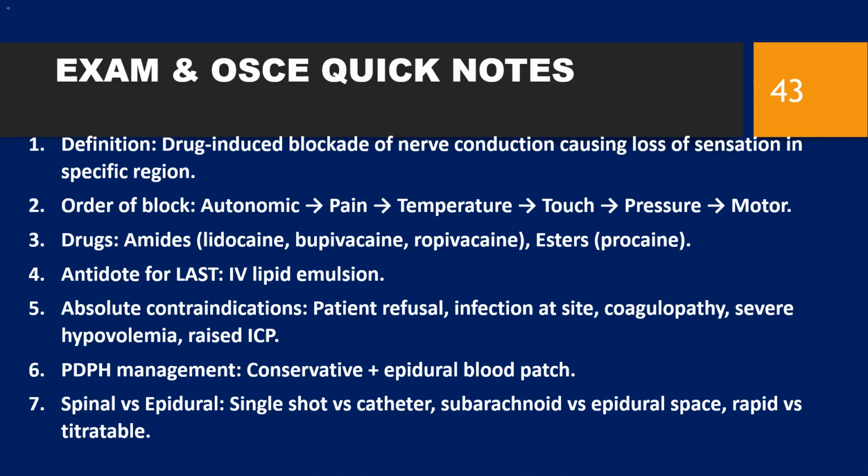5. Absolute contraindications. 1. Patient refusal. Respect for patient autonomy is crucial. 2. Infection at site. Performing regional anesthesia in an infected area can spread the infection. 3. Coagulopathy. Patients with bleeding disorders are at high risk of hematoma formation. 4. Severe hypovolemia. Neuraxial blocks can worsen hypotension in patients with severe blood volume depletion. 5. Raised ICP. Neuraxial blocks can potentially worsen intracranial pressure.